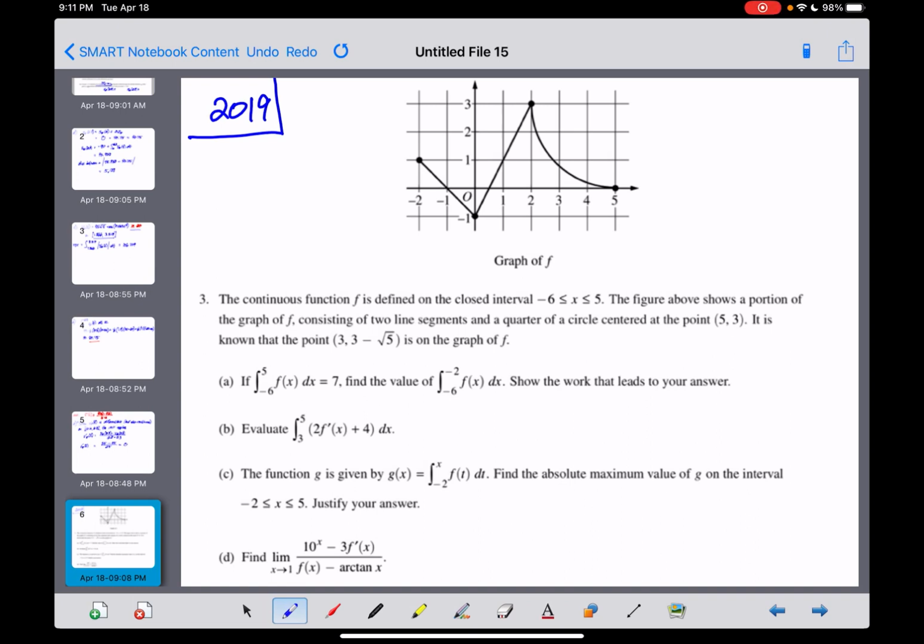All right, guys, 2019 free response number 3. So they've given you a function right here. This is the graph of f, not f prime or f double prime. We've got it's continuous. It's defined on this interval from -6 to 5.